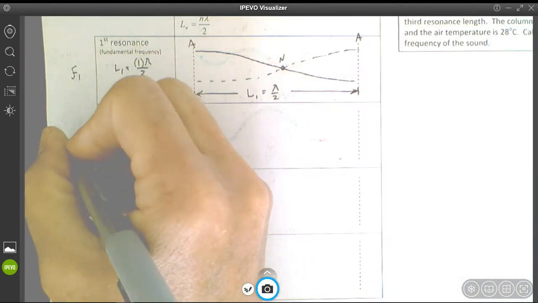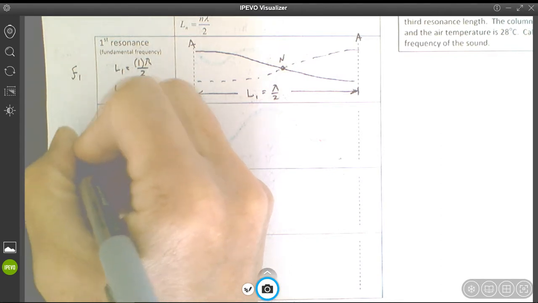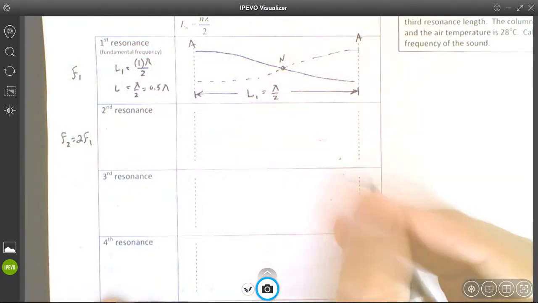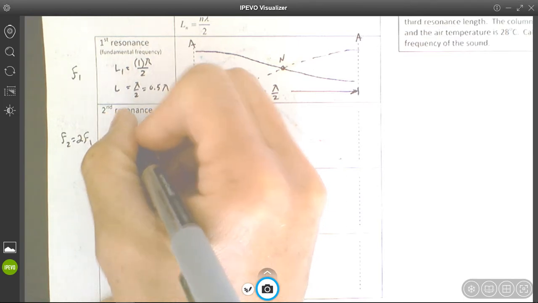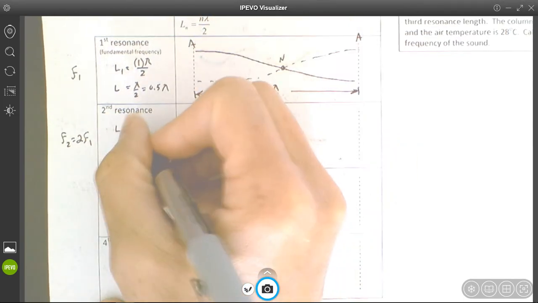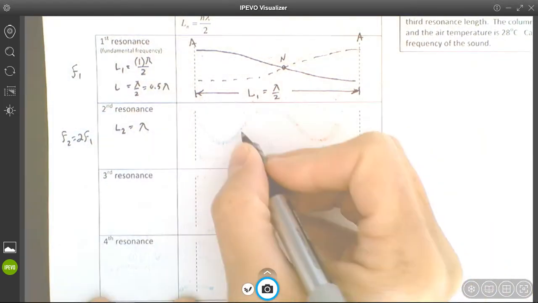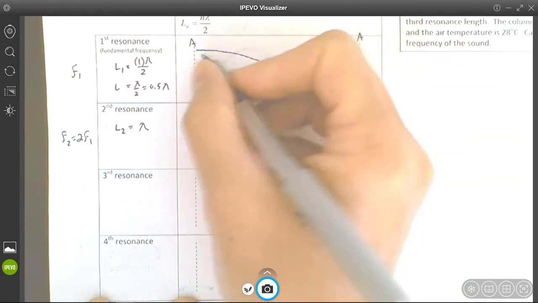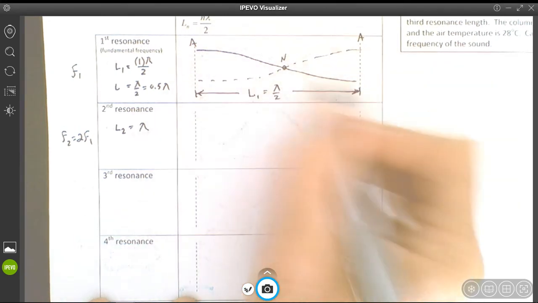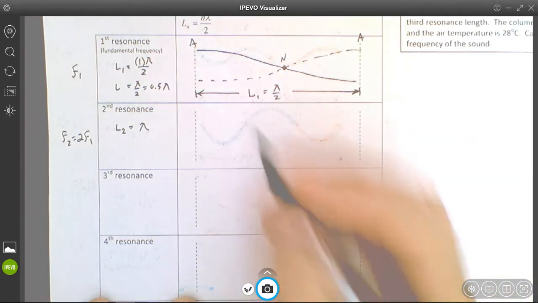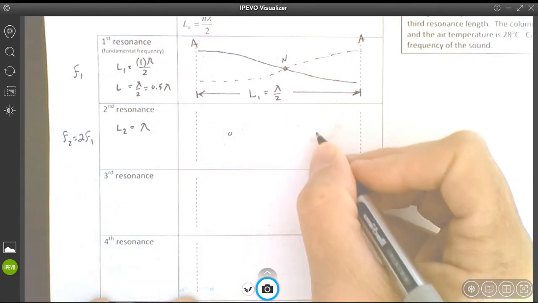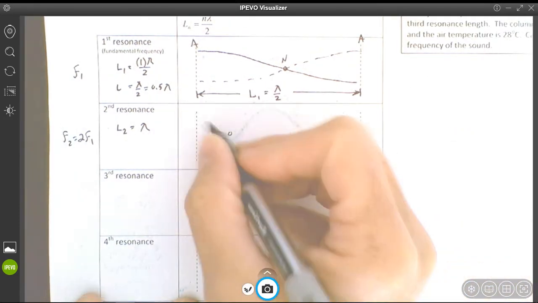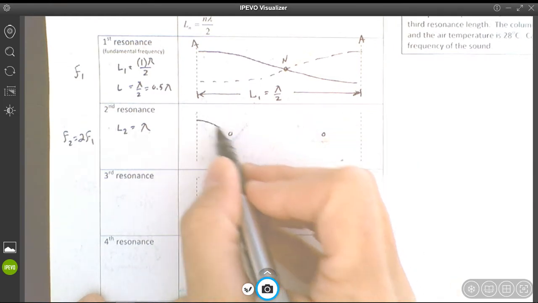If you double the frequency and hit the second harmonic, then the resonance length is 2 times lambda over 2, which is just lambda. So there should be one wavelength. Another way to think about it, there's a quarter here and a quarter there. A quarter and a quarter is a half. So you're going to get a quarter and quarter. So it's going to look like this.